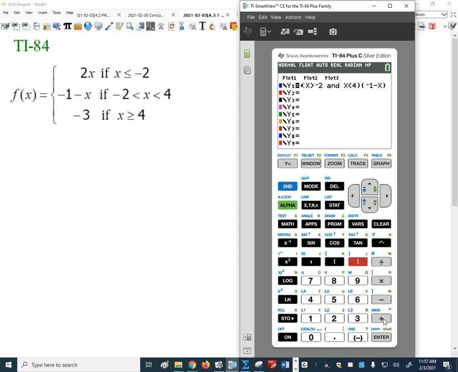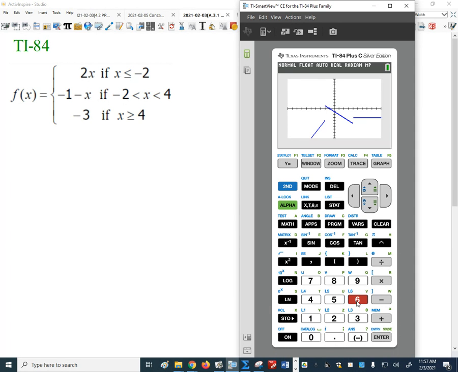And then I'm going to do a plus sign. So I'm going to add the last piece of the function. The domain is x is greater than or equal to 4. So second math, option 4 is greater than or equal to. So I hit 4, close the parentheses. And then right next to that in parentheses, I need to put the equation or the rule, which is just -3. Close the parentheses. Now if I hit zoom 6, I get the same graph.